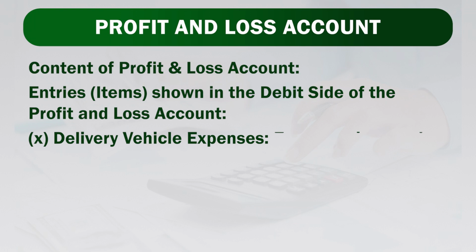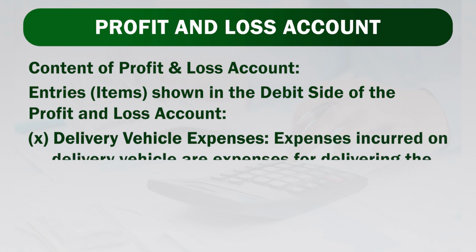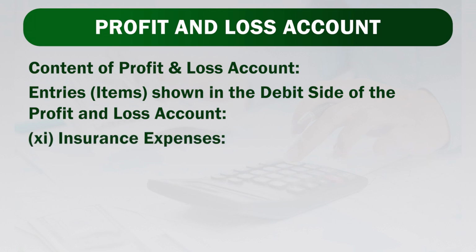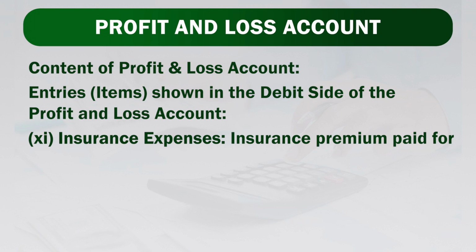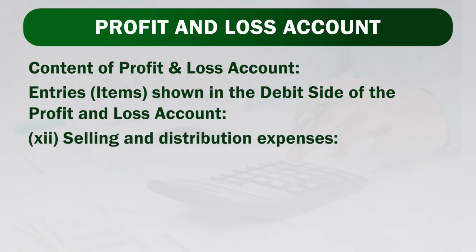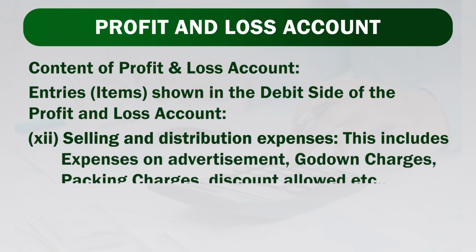Delivery vehicle expense, expenses incurred on delivery vehicle are expenses for delivering the goods sold. It is an indirect expense. Insurance expense, insurance premium paid for insuring the assets, finished good, stock etc. are indirect expenses. Selling and distribution expenses, this include expenses on advertisement, godown charges, packing charges, discount allowed etc.